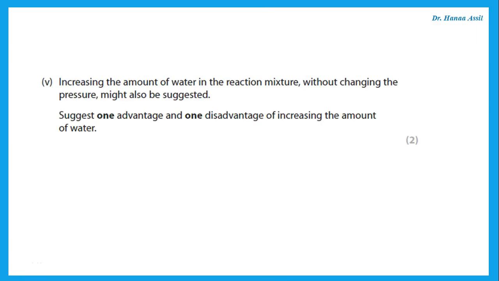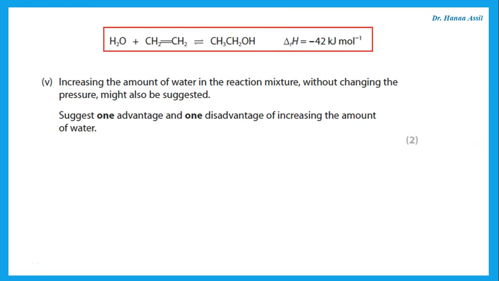Increasing the amount of water in the reaction mixture without changing the pressure might also be suggested. Remember, if I add more of the reactants, so adding more of the steam in the reaction, it would cause this equilibrium to go forward. Now, suggest one advantage and one disadvantage of increasing the amount of water.